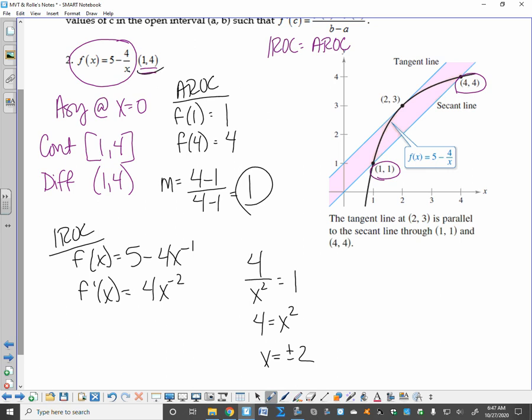Now, I'm in the interval 1 to 4. So I only get to keep the 2. And that is your C value. And you could write C equals 2 if you want to, or you can write x equals 2 and box it in. It's all good.